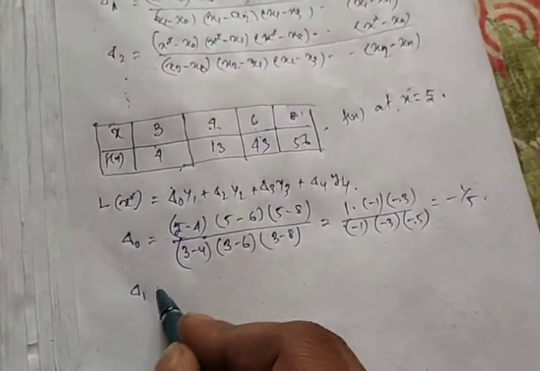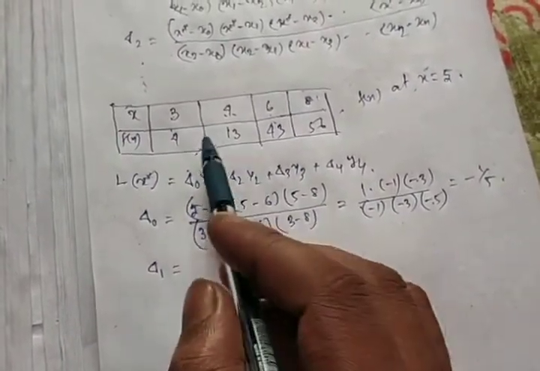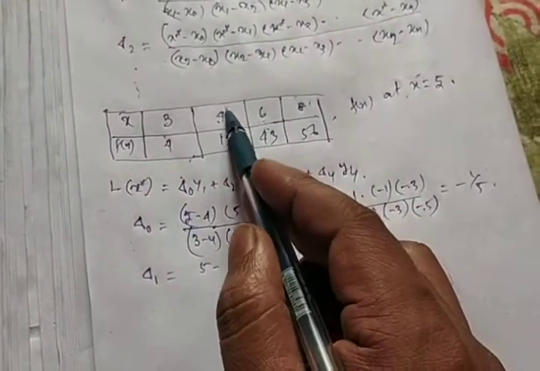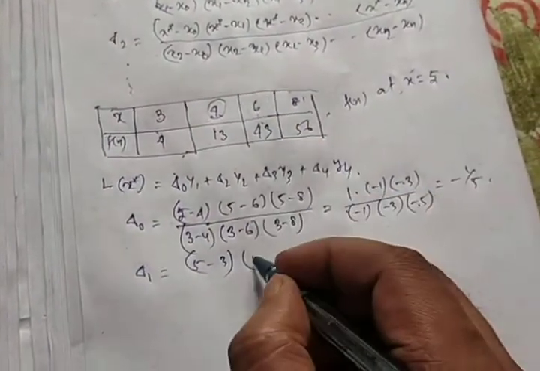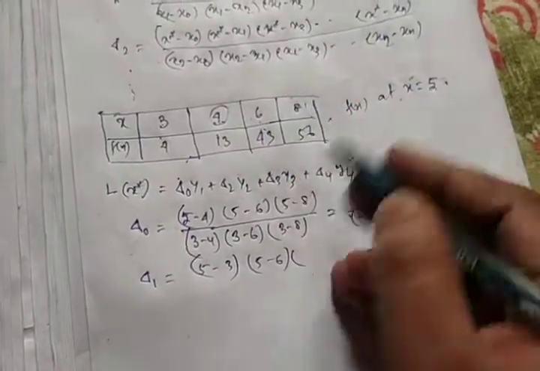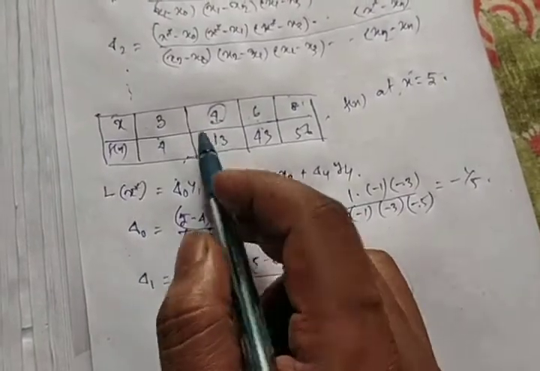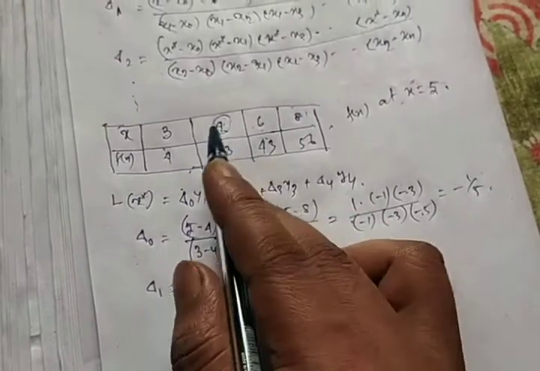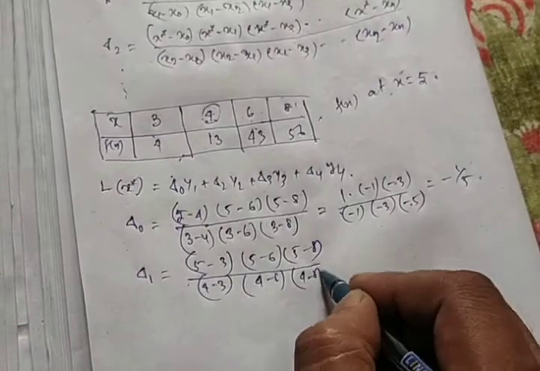Delta 1 equals to, now this is from x1, so x star minus x0, this is x1, so 5 minus 3, 5 minus 6, 5 minus 8, divided by the differences from x1, so 4 minus 3, 4 minus 6 and 4 minus 8.